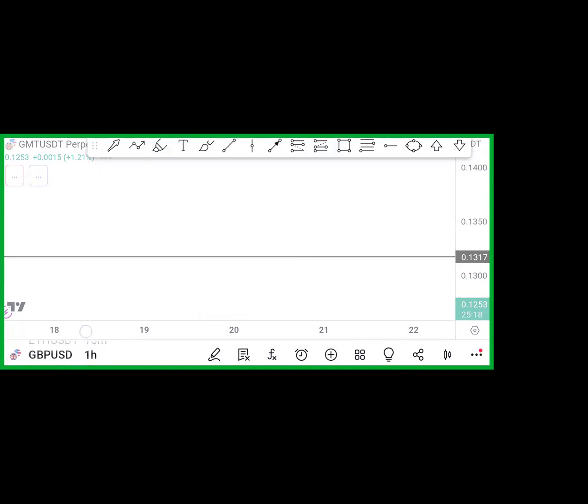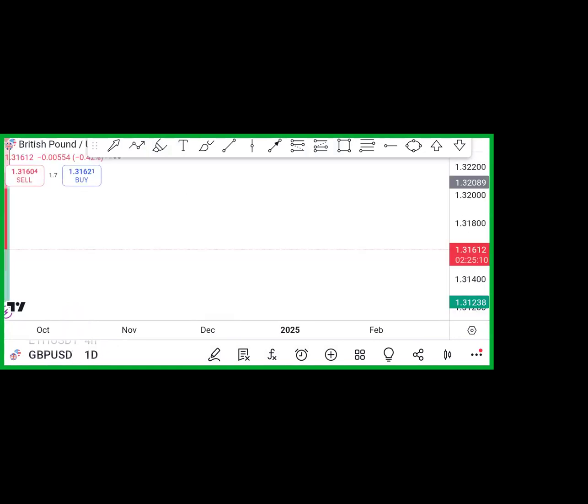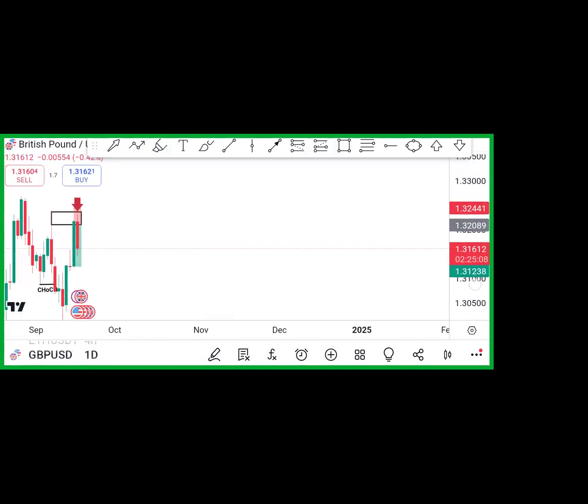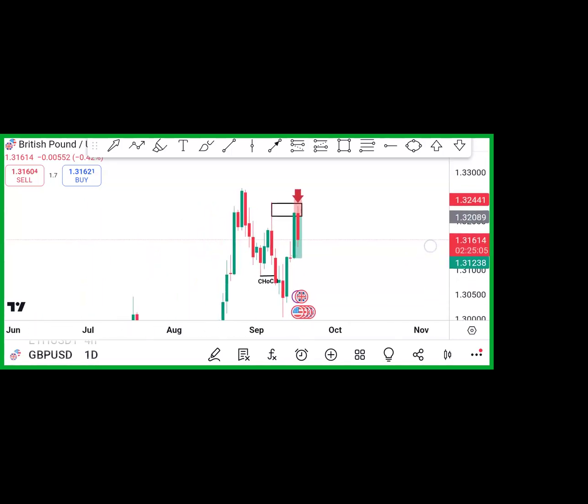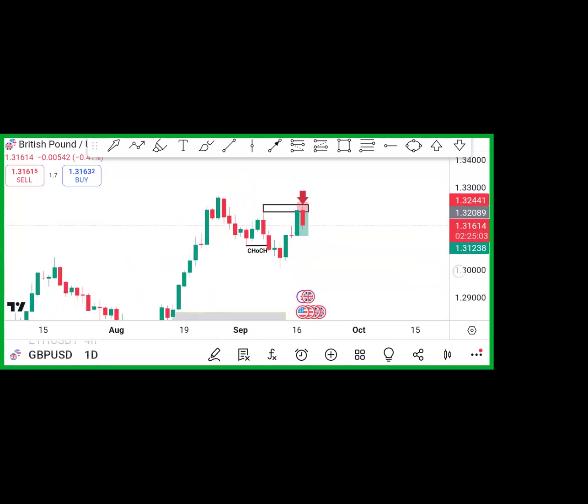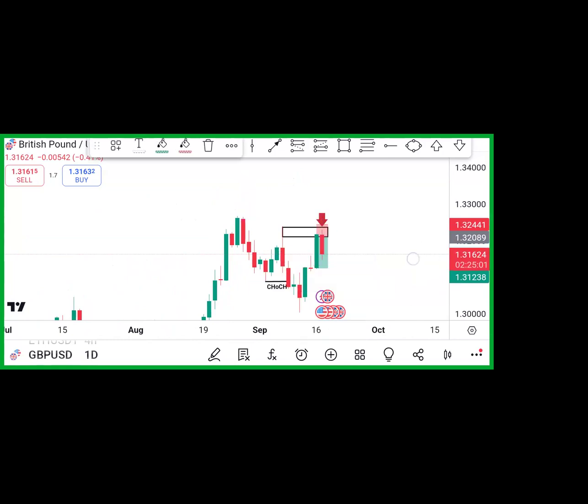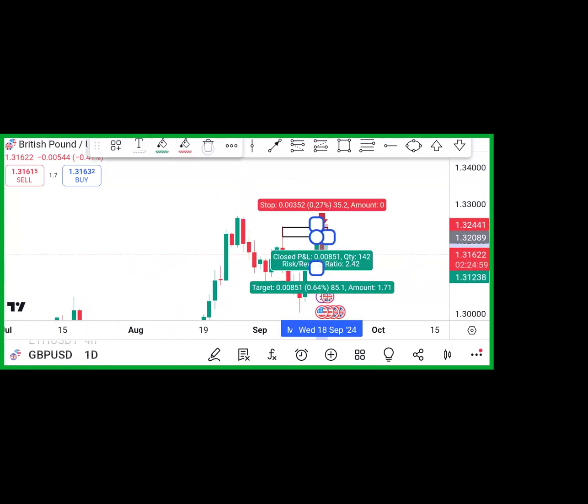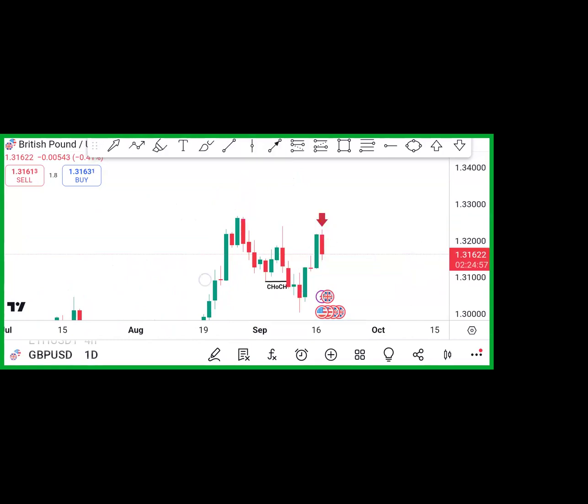Now, what did I say? Go over to a daily time frame. On that daily time frame, you mark out your previous day high and your previous day low, right? We are currently on a short trade on GBP. You can see this for yourself. So let's take this short trade right here.